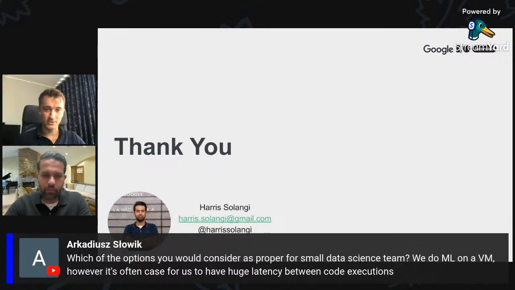So we have a question from Arkadiusz. Which of the options would you consider proper for a small data science team? We do ML on a VM. However, it's often the case for us to have huge latency between code executions.